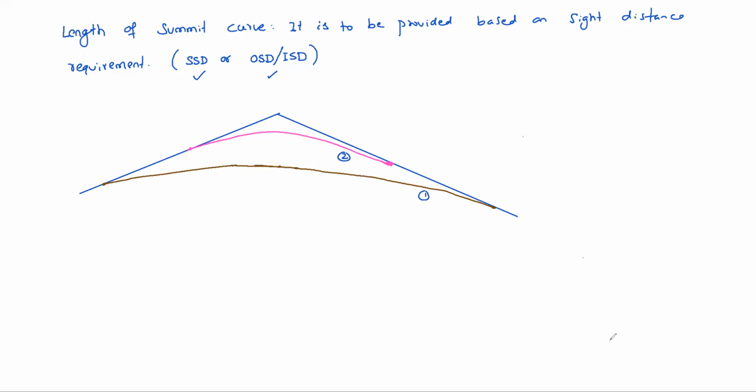So in case 1, what is the problem? What is the problem in case 2? We'll see. In case 1, suppose a vehicle is somewhere here, the vehicle can see a more distance, right? So sight distance available is much more. Suppose one object is there. This object can be seen from here. So sight distance availability is much more. Suppose you provide a steep parabolic curve, the summit curve, like that. In the second option, we will see what happens.